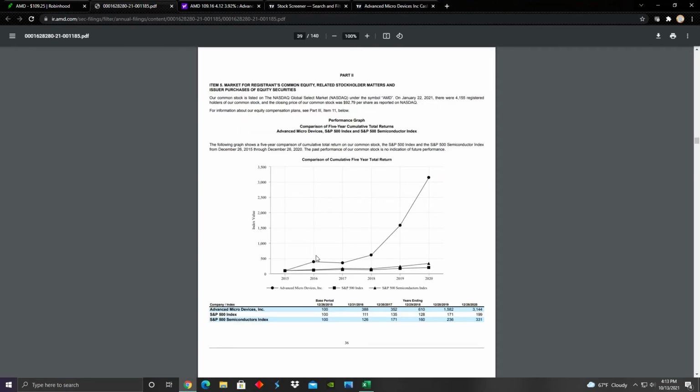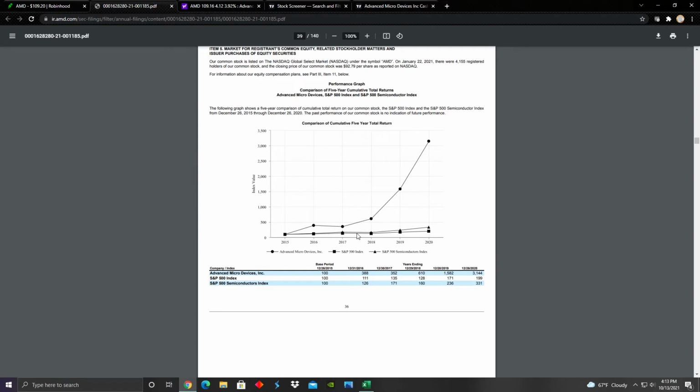We can see right here, this is AMD's stock performance over the last 5 years compared to the S&P 500. They've clearly outperformed the S&P 500 quite a bit, growing to a value of a little over 3,000 from a value of 100 base period in 2015, whereas the S&P 500 has only grown to 199.